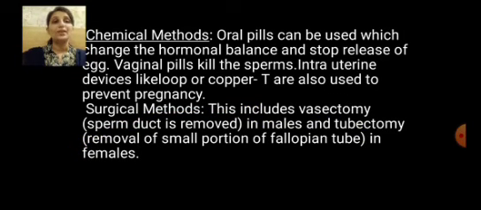In chemical methods, the hormonal balance is changed and thus the egg is not released. Oral pills, which are taken orally, change the hormonal balance and stop the release of the egg from the ovary. Vaginal pills kill the sperms. There are also intrauterine devices, like loops or copper T, which are inserted into the uterus to prevent pregnancy. So chemical methods alter the hormonal balance and prevent the release of the egg.